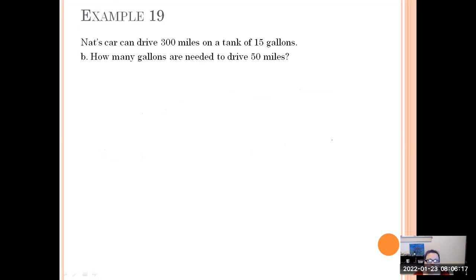How many gallons are needed to drive 50 miles? Okay, so we're going to want to know what the gallons are. Well, right now we have miles in the numerator, miles per gallon. But one of the really cool things with this is you can flip those, because this is just like saying 20 miles is equal to 1 gallon. Well, that just means I can write that 1 gallon is also 20 miles.